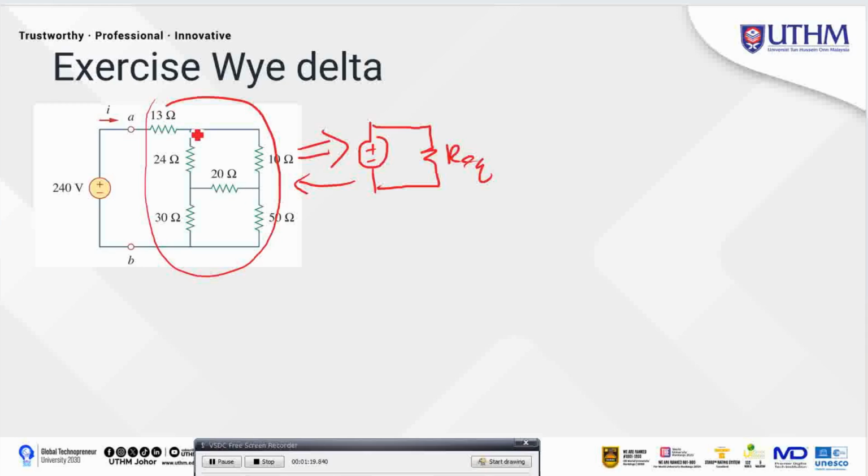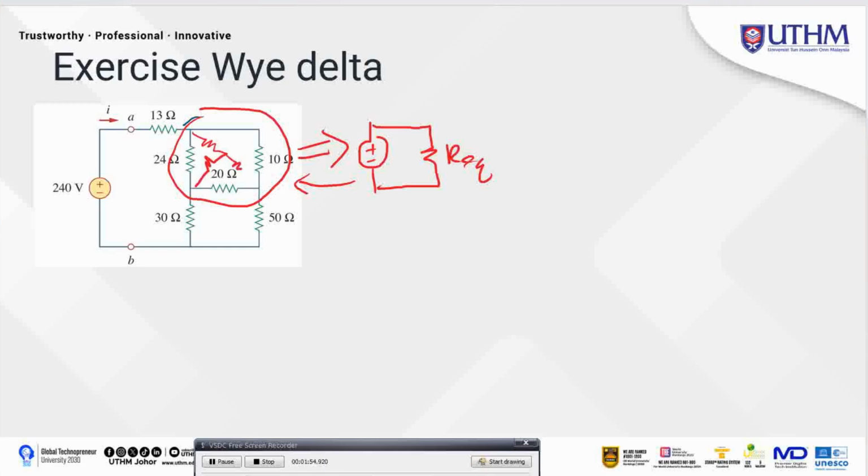Alright, so let's do it. First, let's try to convert this one, changing from delta to Y resistor. That means we expect it to become this circuit. We have this.